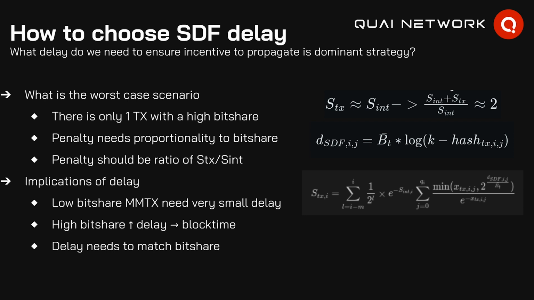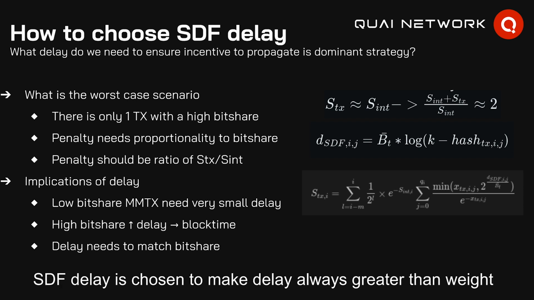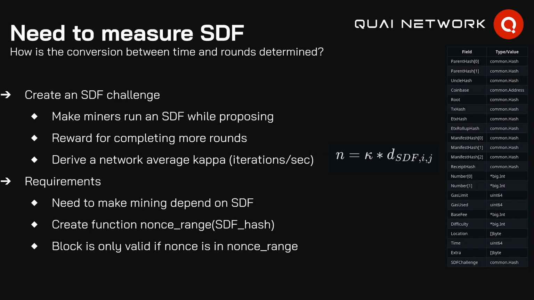we can make sure that high bit shares, which give advantage, also have a high delay, which approaches the block time as the bit share approaches the block time. And this means that I can make it so that the penalty for withholding is always greater than the advantage for withholding, which means we can maintain the propagation incentive no matter what. So the SDF delay is chosen to make sure that the delay creates an incentive that's always effectively greater than the equivalent advantage due to the weight.